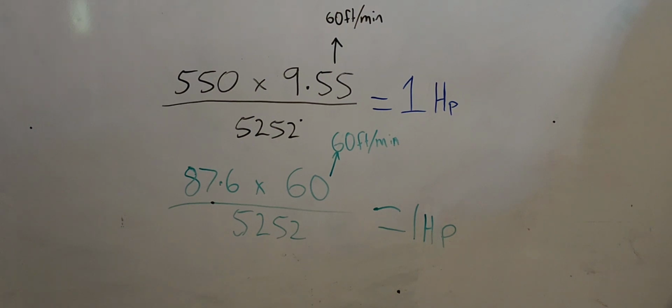Alternatively, if we change our RPM so that the circumference of our rotating wheel is 1 foot, it will now mean we have to do 60 revolutions in 1 minute. The exterior circumference will give us a distance of 60 feet in 1 minute. We now only need to apply 87.6 foot-pounds of torque to equal 1 horsepower.